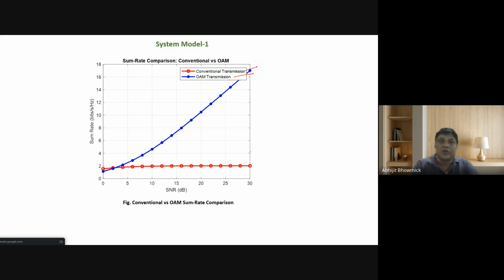If you look here, the sum rate for wave transmission is outperforming the conventional transmission. For a given SNR, say 20 dB, here it is approximately 2 bits per second per hertz in the conventional system, whereas in the OAM system it is more than approximately 10 bits per second per hertz. So obviously OAM transmission is much more advantageous over the conventional system.